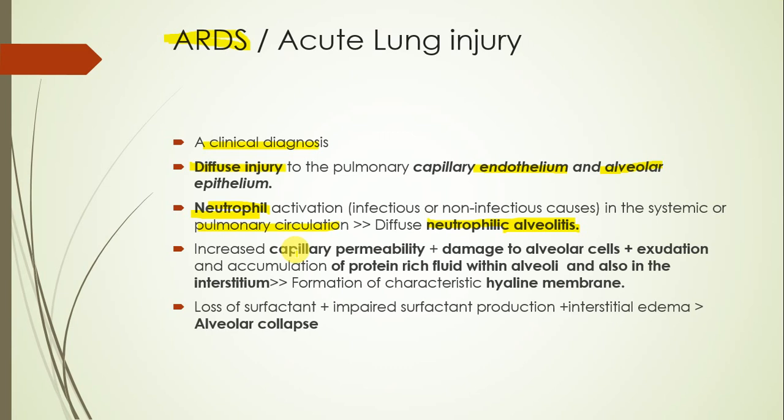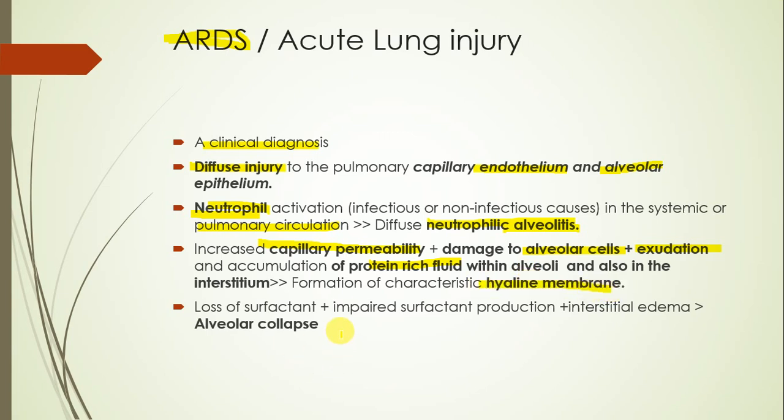If we go into the further pathophysiology, we'll see that as there is activation of neutrophils and release of cytokines and other inflammatory mediators, there is increased capillary permeability. The chemical mediators and neutrophils themselves can damage the alveolar cells. Whenever there are neutrophils and inflammation, there is exudation of proteins, so there will be accumulation of protein-rich fluid within the alveoli. This fluid creates a membrane-like layer known as the hyaline membrane.